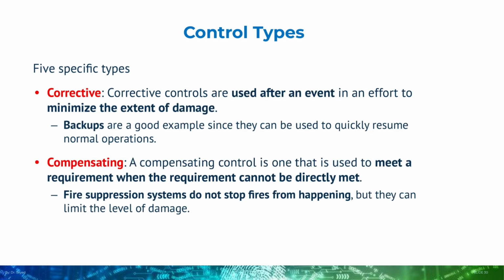The last 2 types are crucial for recovery and flexibility. Corrective controls are used after an event to minimize damage. The best example is backups. They help you quickly resume normal operations after a data loss. Compensating controls are used when you can't directly meet a requirement. For instance, a fire suppression system doesn't stop a fire, but it limits the damage caused by the fire, compensating for the incapacity to prevent all fires.